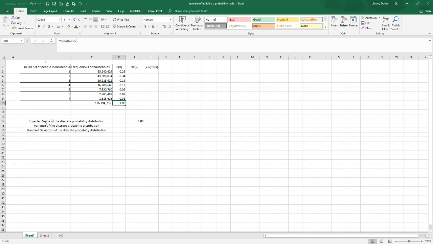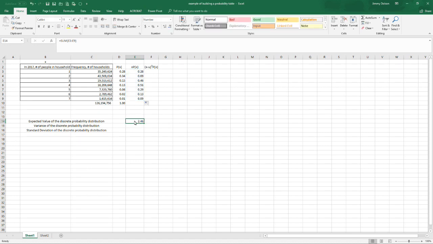Now, to get the expected value or the mean for a discrete probability distribution, we first have to find this product. The product is the event, in this case the number of people in the household, times the probability that it's going to happen. Let's do that. Okay, so it's 0.28. Make sure I did that right. Then we're just going to copy it all the way down again. What I like to do is double check these along the way to make sure that everything copied right, and it did. Then you sum all these up and that's the expected value, or the mean.